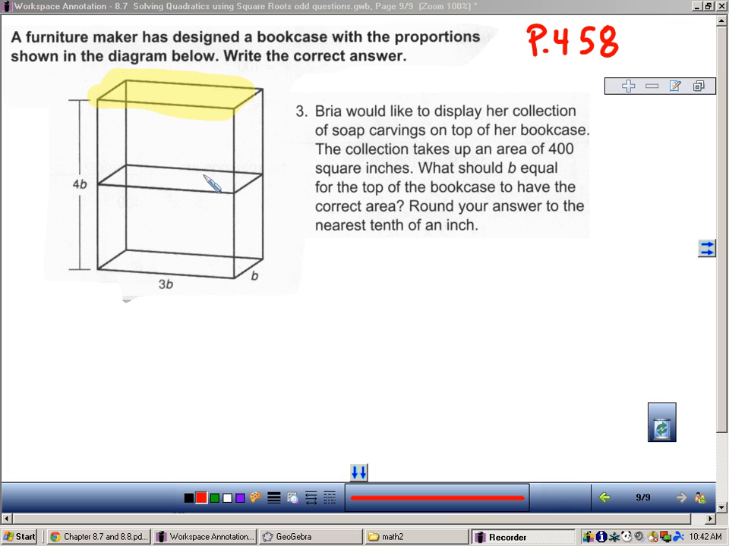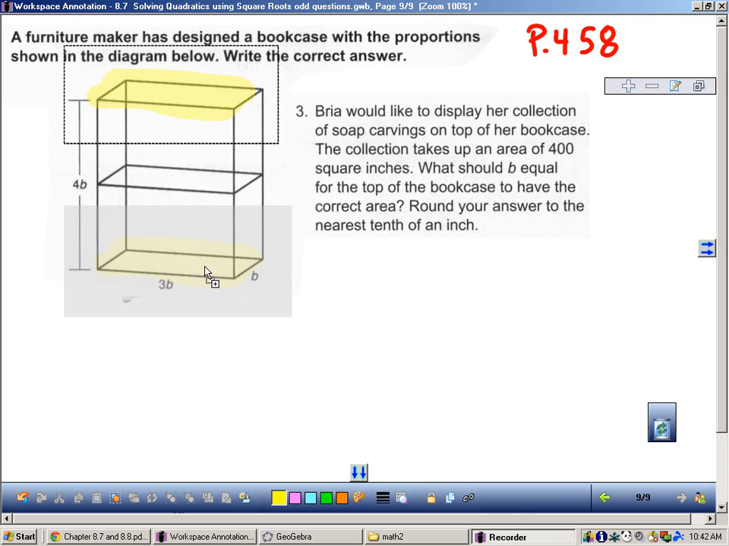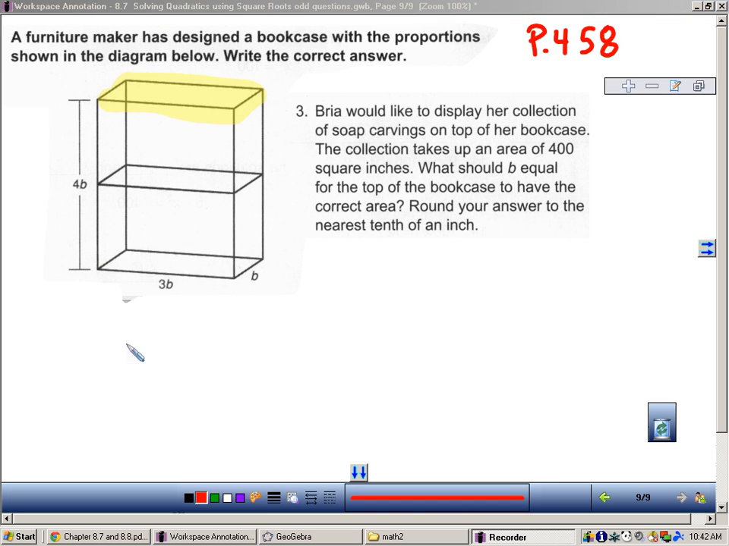Well, we know that since it is a rectangle, the length and the width determine the area. And we know that the length and the width are 3b and b. So this is similar to the previous question. So I'll write that down. The length is 3b. The width is b.